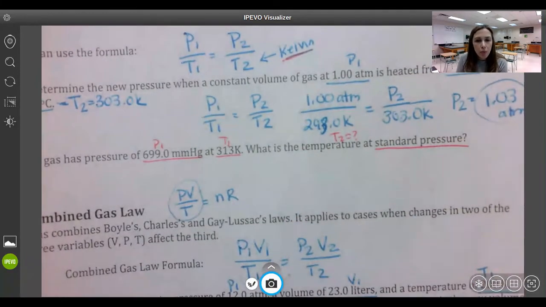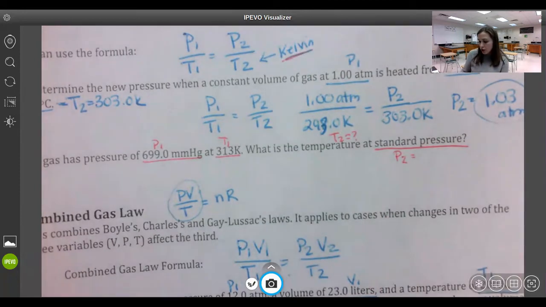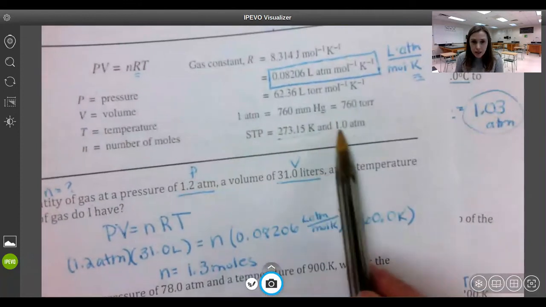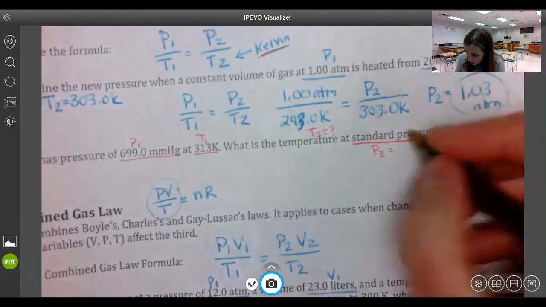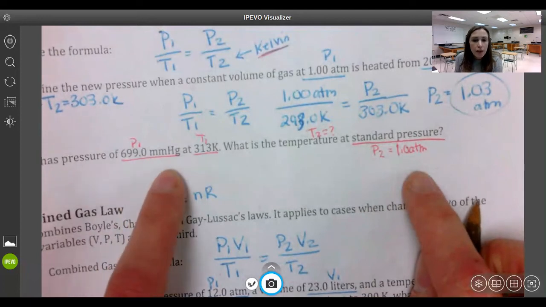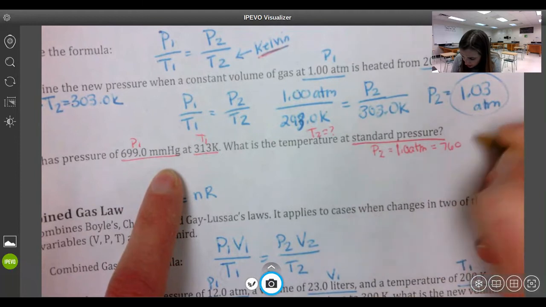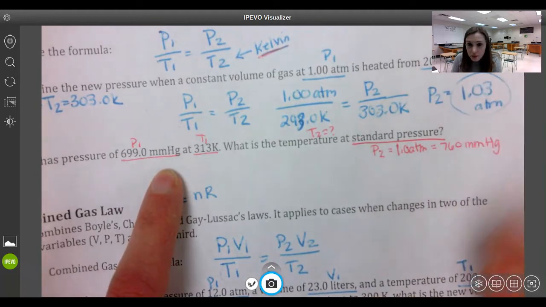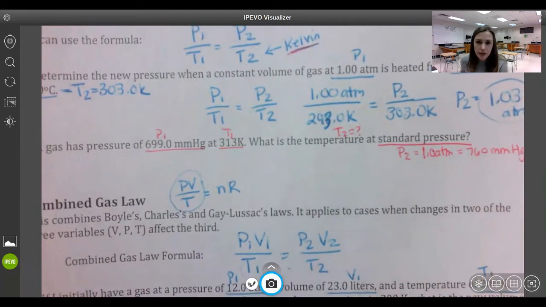You're going to see this in some of the homework where we'll say STP or standard pressure or standard temperature. So for us, standard pressure, you can see STP here on our AP reference tables. This is your 1 atmosphere, 1.0 ATM. In millimeters of mercury, what's equal to 1 ATM is going to be 760 millimeters of mercury. We did that in the last set of notes too that you could look up. So that's going to be my standard pressure.